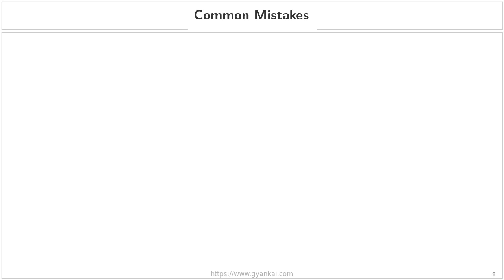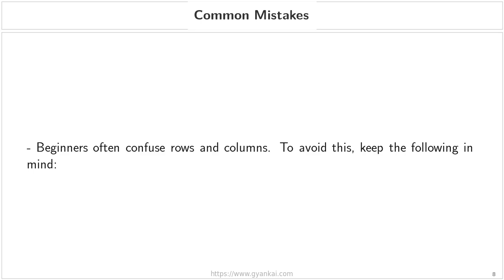Common mistakes. Now that we have seen how to identify rows and columns using our stationary shop example, let us address some common pitfalls. It is very common for beginners to confuse rows and columns, so I want you to keep a few key points in mind to avoid these mistakes.